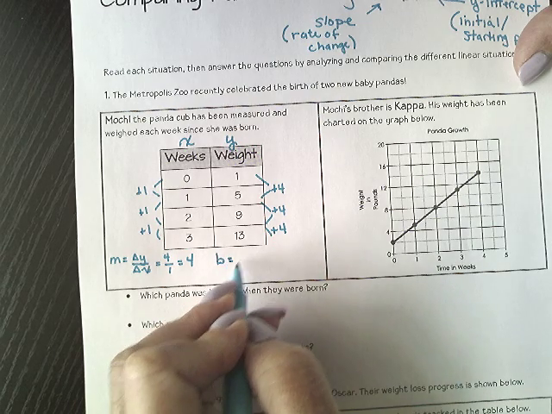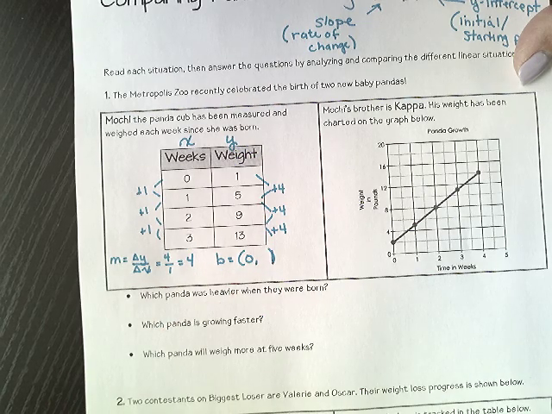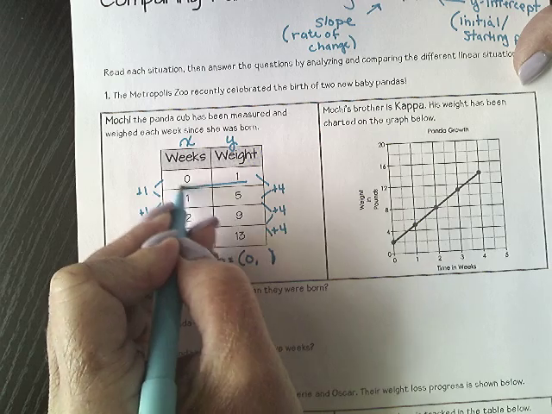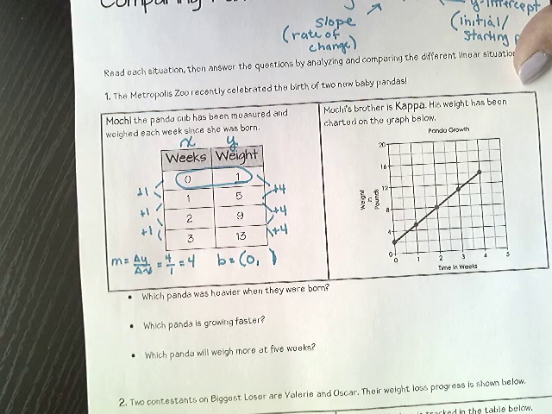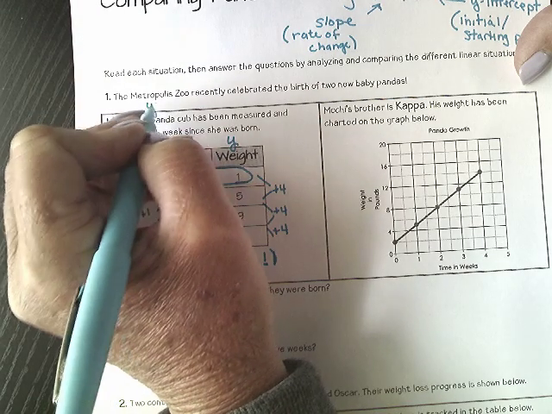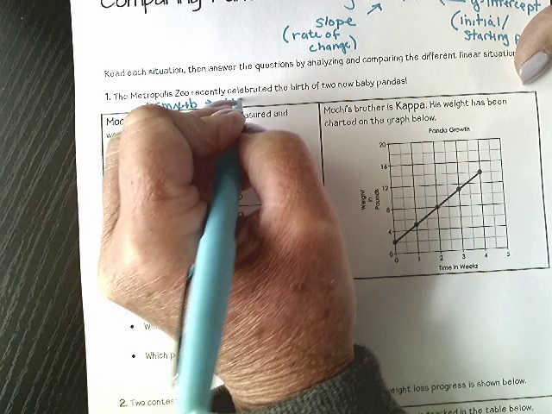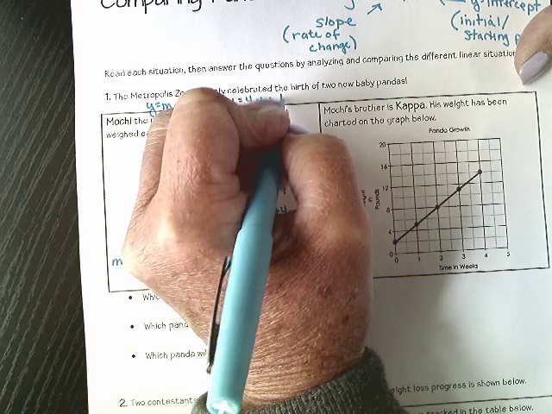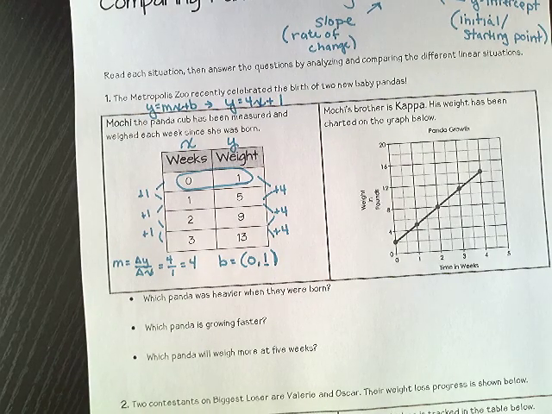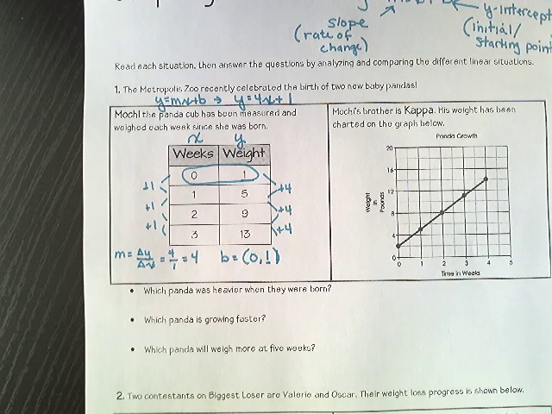What is our b? b is always represented with a 0 for x, and that's clearly recognized right here on our graph as 0, 1. So the equation y equals mx plus b would be y equals 4x plus 1. So Mochi was born at 1 pound, which is our initial value, and gains 4 pounds every week. All right, now what about Mochi's brother Kappa?